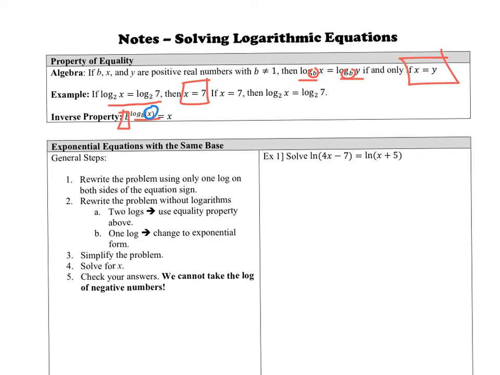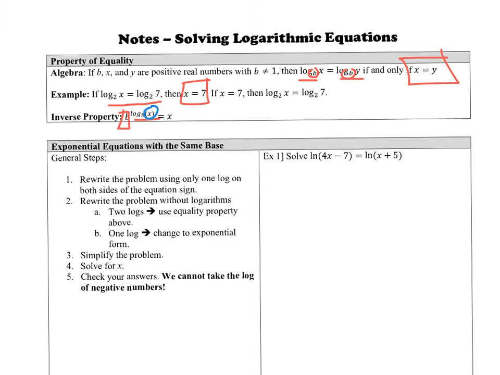Basically, you're going to rewrite the problem using only one log on both sides of the equal sign. Secondly, we're going to rewrite the problem without logarithms. So for example, if you have two logs, you're going to use the equality property. But if you have one log, you're going to change it to exponential form. We'll simplify it and solve for x like we did in Algebra 1. And we need to check the answers because we cannot take the log of negative numbers.